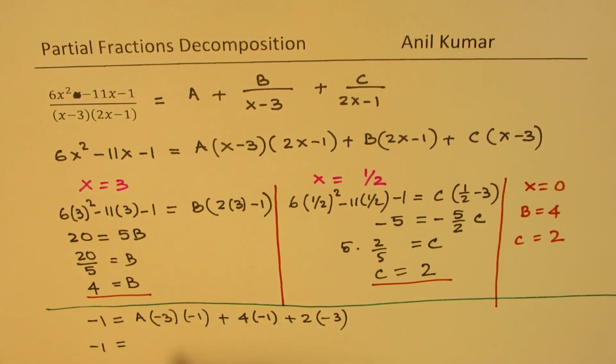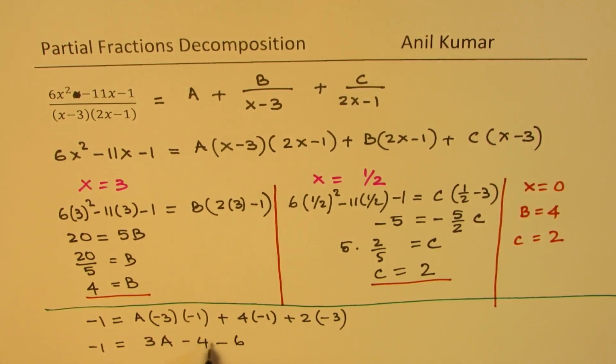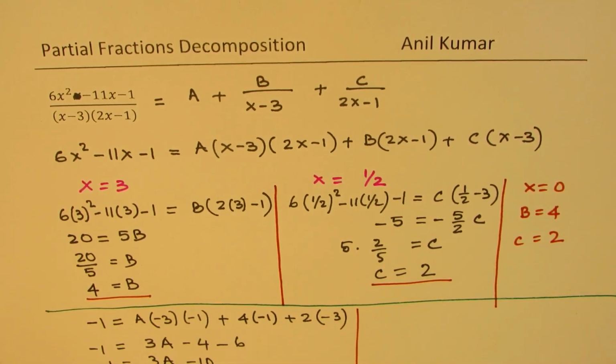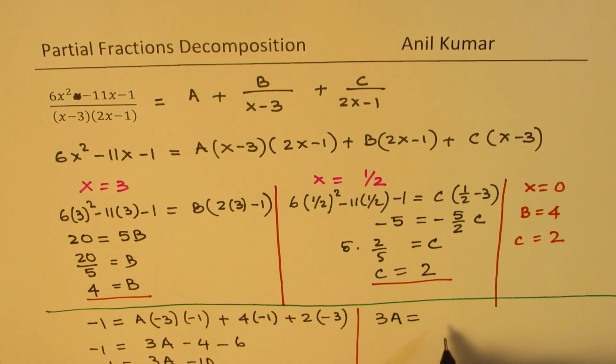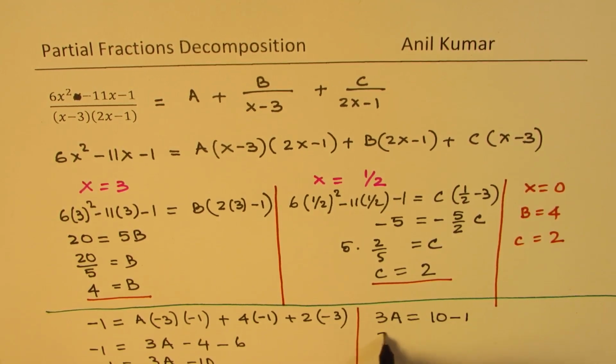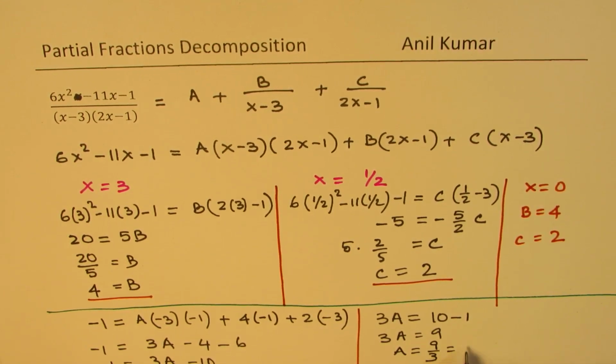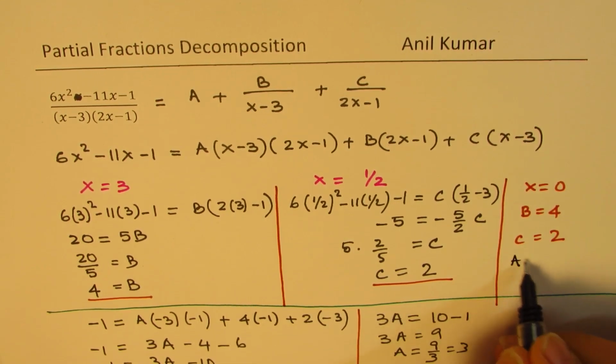So that gives you minus 1 equals 3a, here we have minus 4, and here we have minus 6. So that means minus 10, and when you take it to this side, it becomes positive. Let me write minus 1 equals 3a minus 10. So 3a equals 10 minus 1, so 3a equals 9, and a equals 9 divided by 3, which is 3. Clear? So we get the value of a as 3.